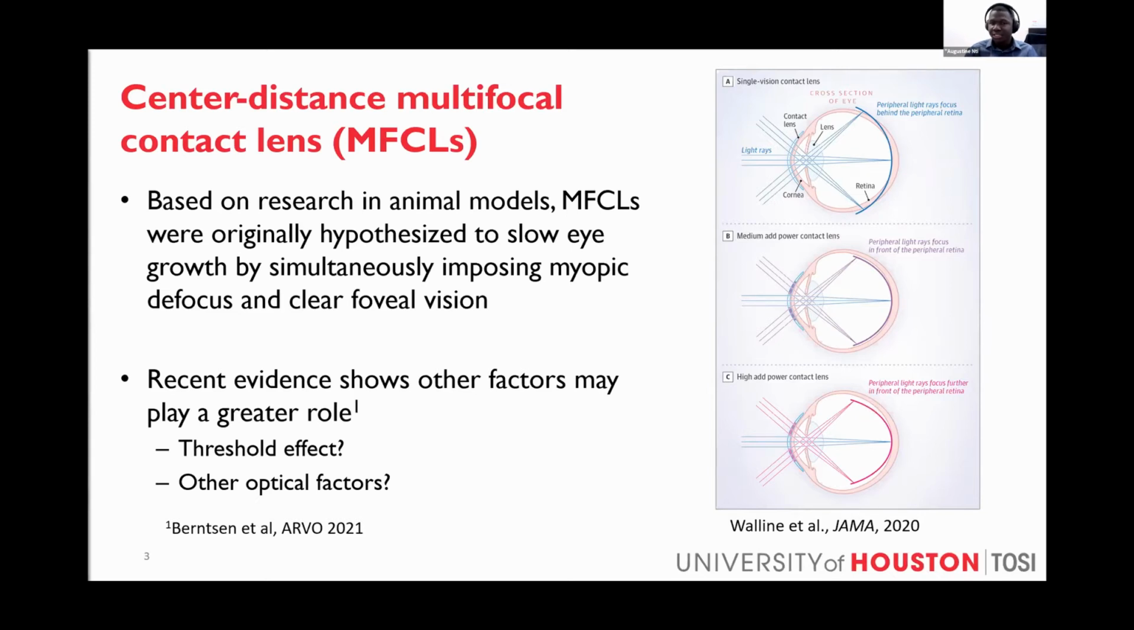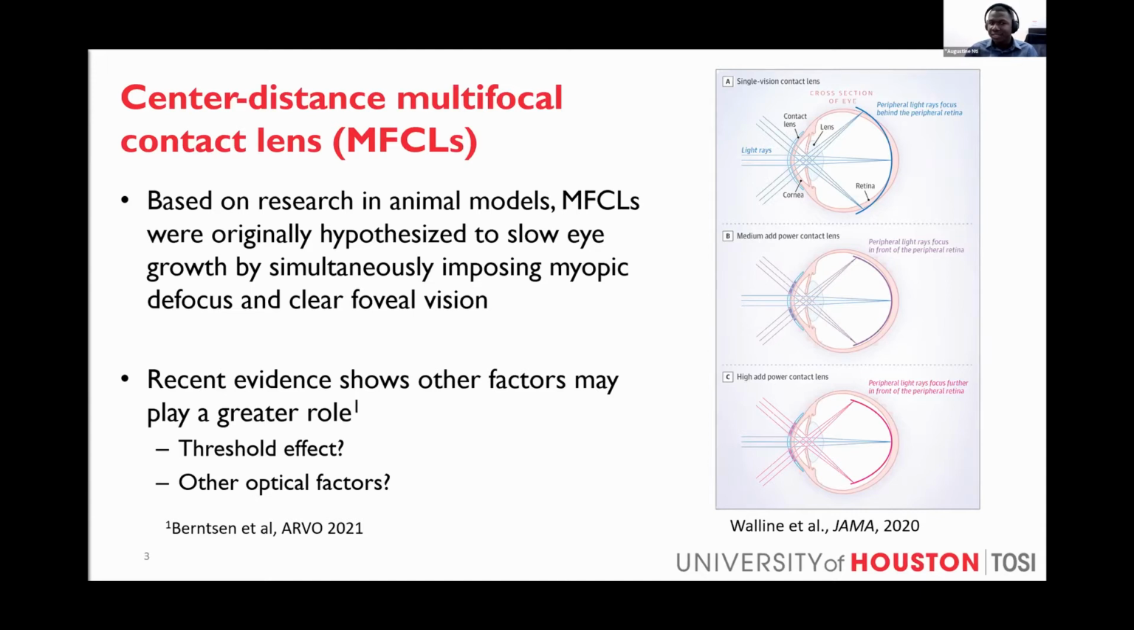However, this illustration is from the BLINK study results, the paper they published. It was a study in which myopic children were randomized to either a single vision, a plus 1.50, or a plus 2.50 add Biofinity multifocal contact lens. What they saw from that research was that only the plus 2.50 add multifocal contact lens was able to slow myopia progression when compared to the single vision contact lens.